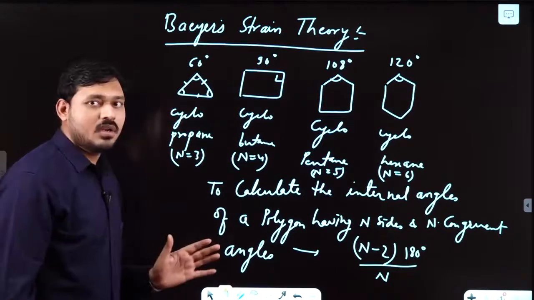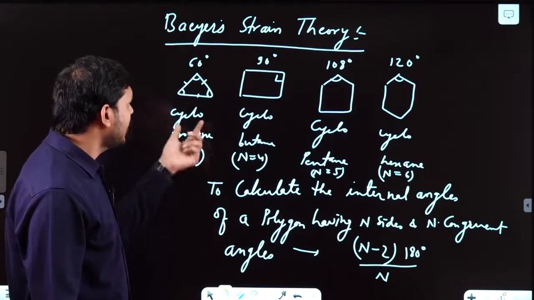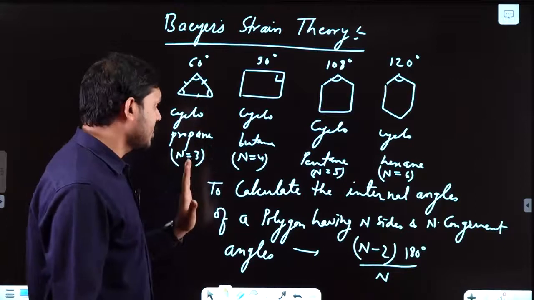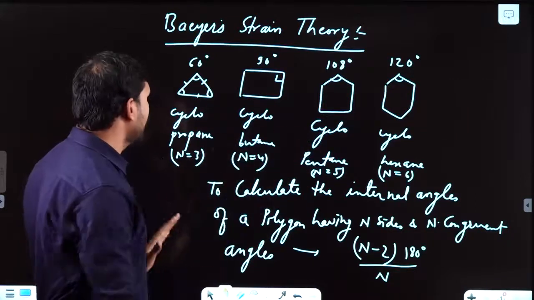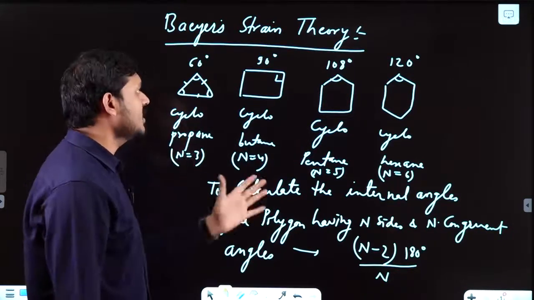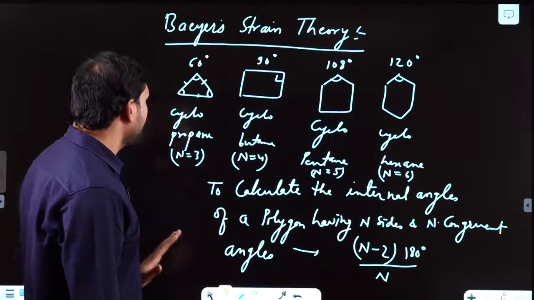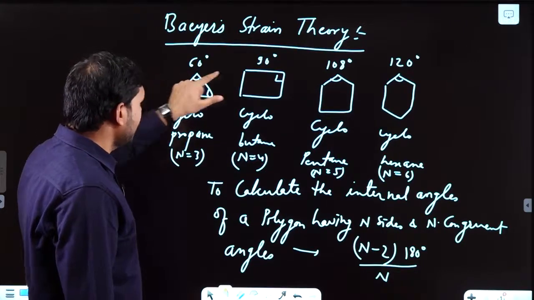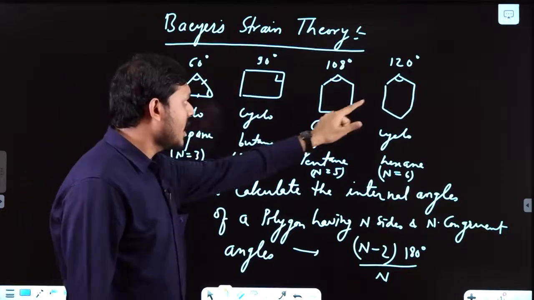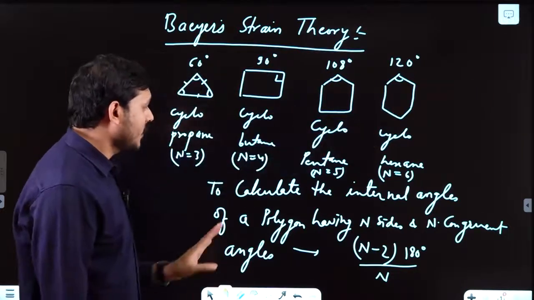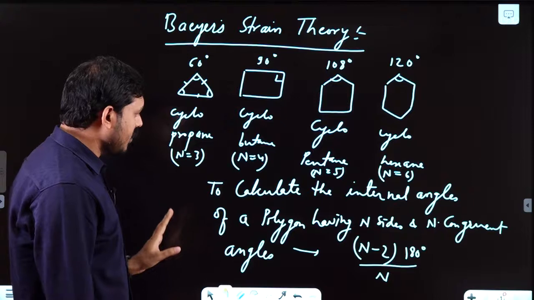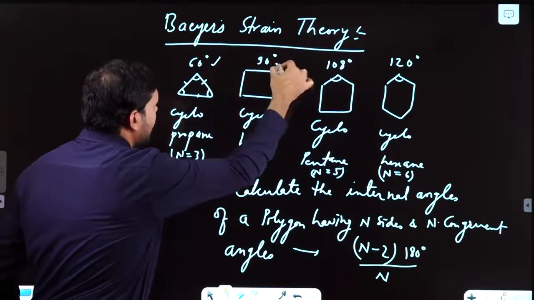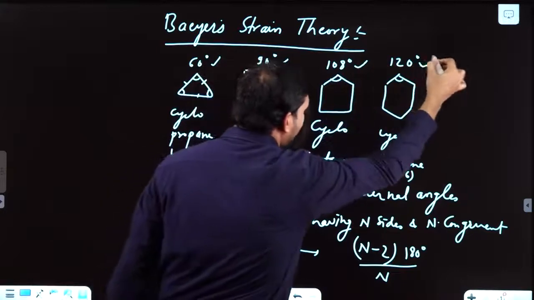So first of all, I have explained the interior angles of these cyclic structures, considering them as rigid, which is what Baeyer used in his theory. According to this, the 3-member ring has an interior angle of 60 degree, then 90 degree, 108 degree, and this one will be 120 degree.